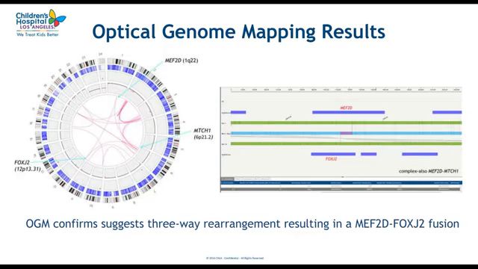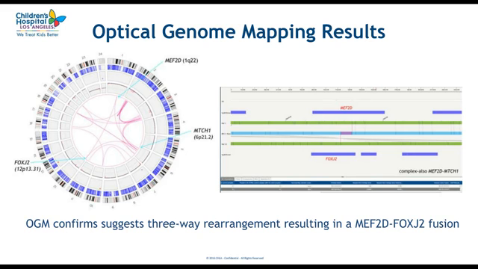So to our surprise, optical genome mapping detected a variety of structural variants that we were completely unaware of, and the karyotype was normal. So that showed us that we probably did not get leukemia cells to grow in culture, because this patient's leukemia actually had a very complex genome.